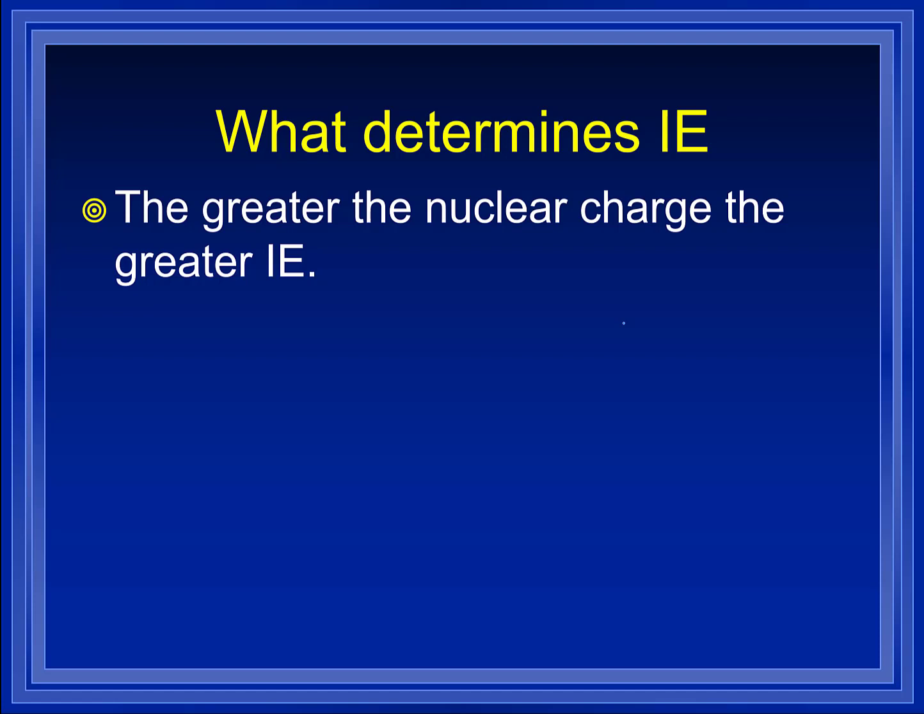Why would more charge on the nucleus give you a bigger ionization energy? Okay, so remember, ionization energy is the energy to pull an electron off. I'm trying to pull a negative charge away from a bigger positive charge. That's going to be harder to do. It's going to take more energy. Reasonable?